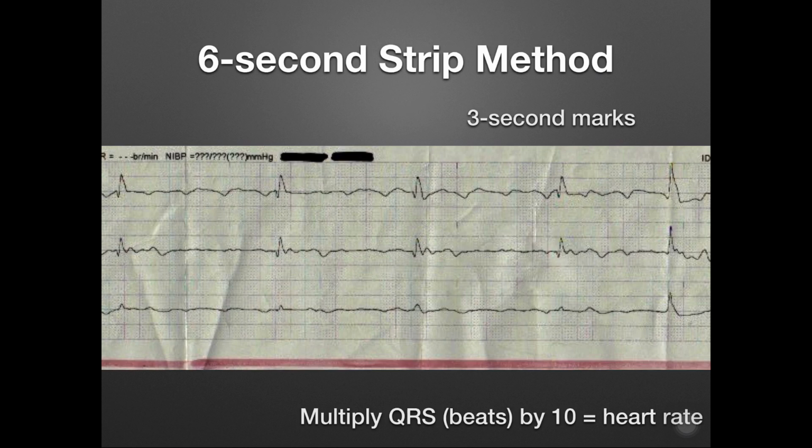So that's a simple 6 second strip method. We just take however many beats there are in that 6 second strip, multiply it by 10, and that gives us the heart rate, as you can see at the bottom of your screen there. Cool.